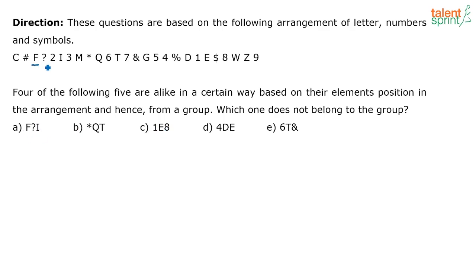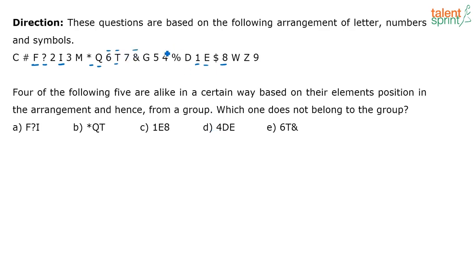See, you have F?I. Then that is the first option. Then they have given *QT. So the first two elements are close to each other. Then there is one gap in between and the third element comes. Now 1E8, same pattern. Then you have 6T&, and again, see, 6T, one space, and then you have &.